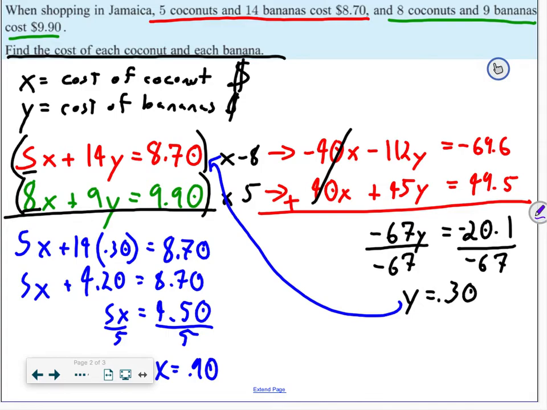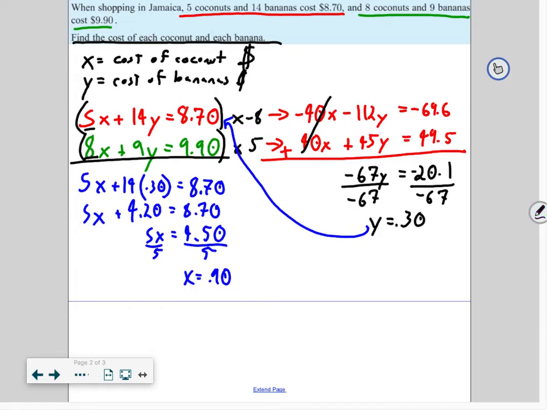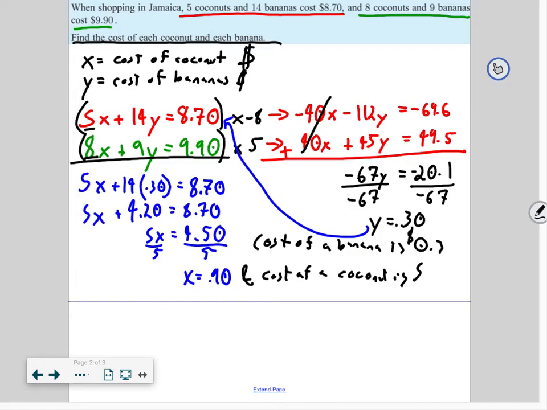So in the context of my problem, I'm going to write that the cost of a banana is $0.30, and the cost of a coconut is 90 cents.